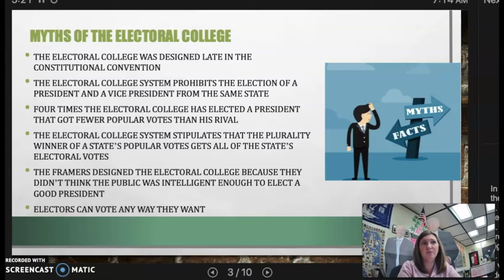It's winner-take-all. The fifth myth: the framers designed the Electoral College because they didn't think the public was intelligent enough to elect a good president.